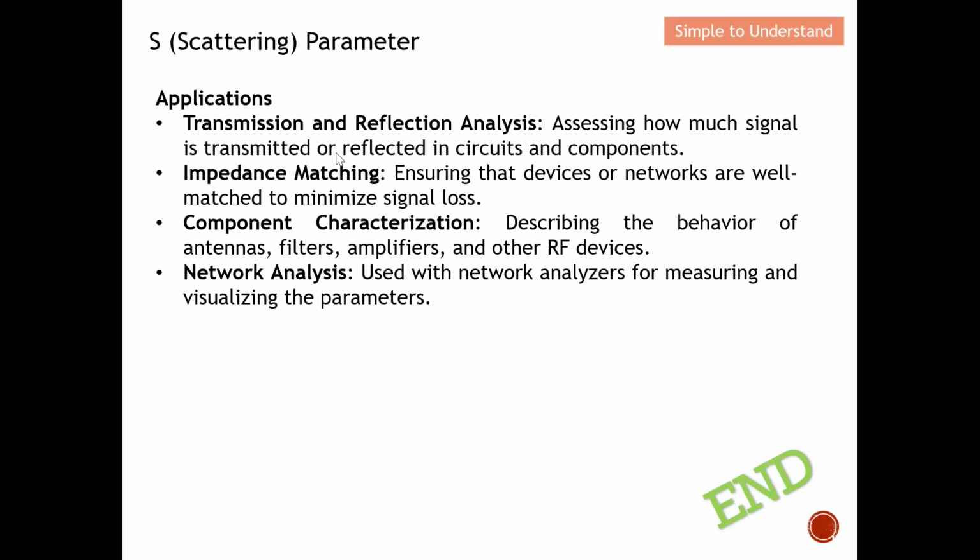Impedance matching. Earlier on I emphasized how well your impedance matching is can also be determined by S parameters. This ensures that the device or network is well matched, to minimize signal loss. Component categorization means that you can describe how good your component is. In short, S parameters describe the behavior, for example of an antenna or filter, whether it is a passband or a stop band, low pass, etc. They can be described by S parameters, as can amplifiers and many other RF devices.